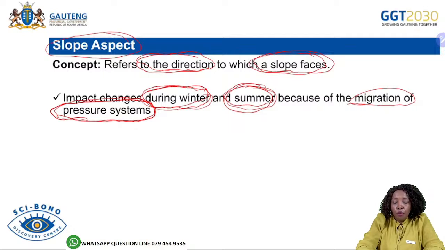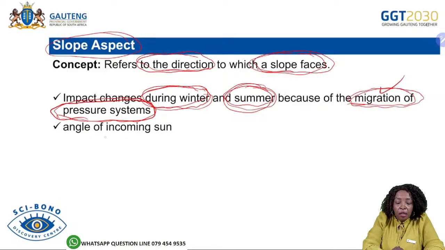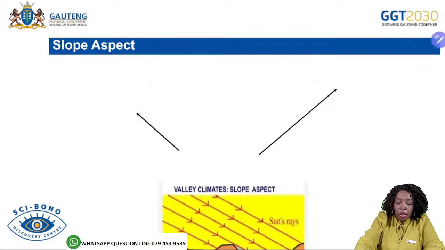So the movement of the ITCZ has now an impact onto our climate because of the migration of these high pressures. Okay, and then we also look into the position or the angle of the incoming sun's rays. As the ITCZ shifts between winter and summer, that would then impact on the angle of the incoming sun's radiation.